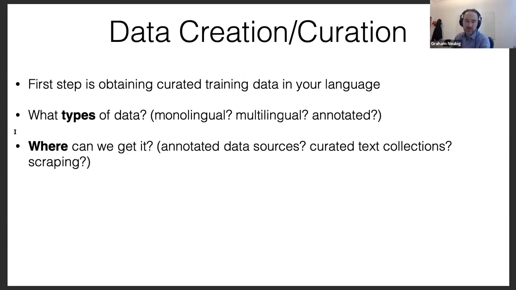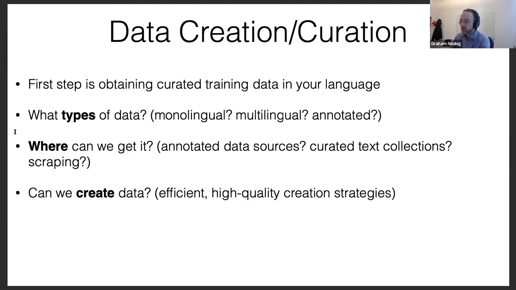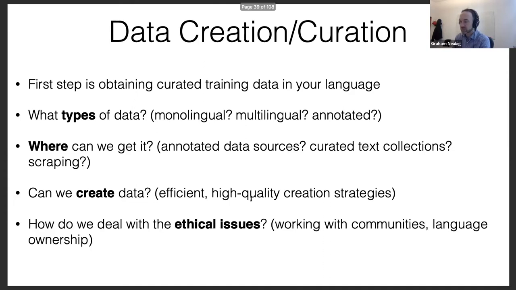Another thing is curated text collections. So how can we get text in that language, and do we need to scrape it on our own from the internet? Can we create data? How can we efficiently create high quality data? Efficient is important, but high quality is equally important. It's particularly difficult to create high quality data in languages that don't have lots of trained linguists or where you don't necessarily know the language. So we're going to be talking about some of those things as well. And ethical issues like working with communities, language ownership, like I mentioned before.